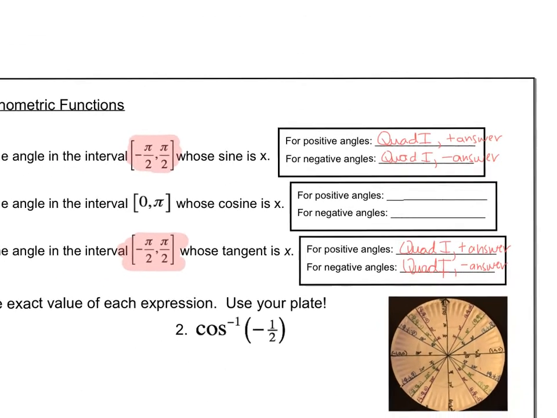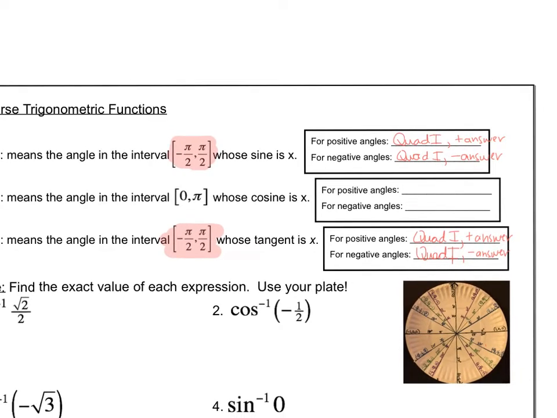Cosine's a little different. The interval for cosine is different because it behaves a little bit differently here. It can have an answer between 0 and pi. So that means we can look in either the first or the second quadrant. We don't have to think about any negative answers. They're already going to be on the plate. There are no negative angles, so we won't get any negative answers here.